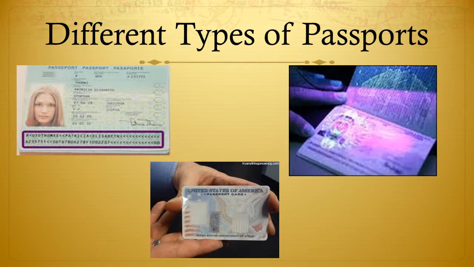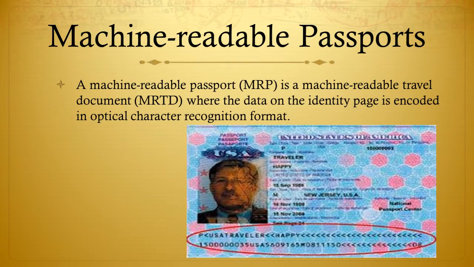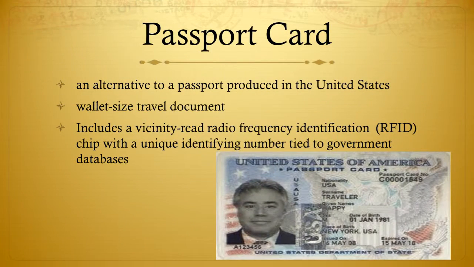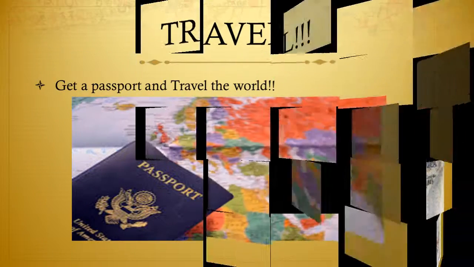Information technology is used within the whole application process. All services use hardware, such as computers, to input, store, and process all information. The passport booklet and card itself have some type of technology embedded in it. The machine-readable passport has a machine-readable travel document where the data on the identity page is encoded in optical character recognition format. A biometric passport is a combined paper and electronic passport. It uses contactless smart card technology, including a microprocessing chip and antenna that is embedded in the passport. It also has radio frequency identification chips in them.